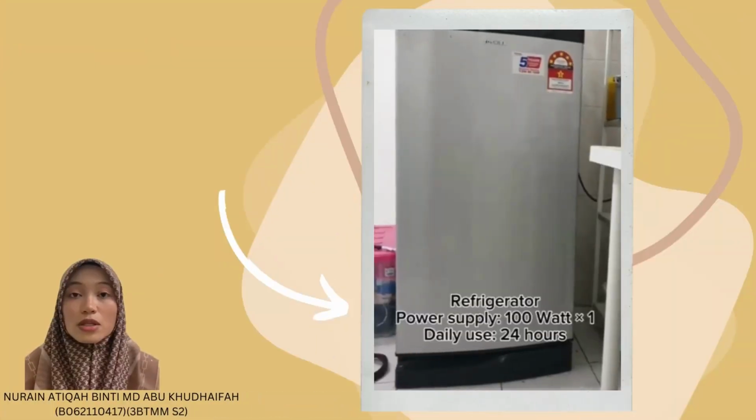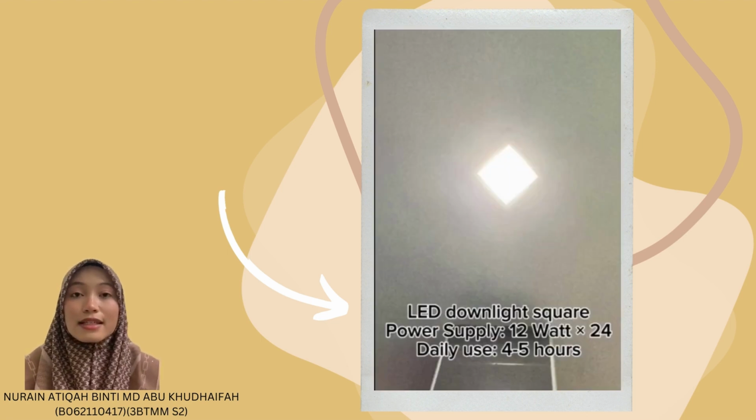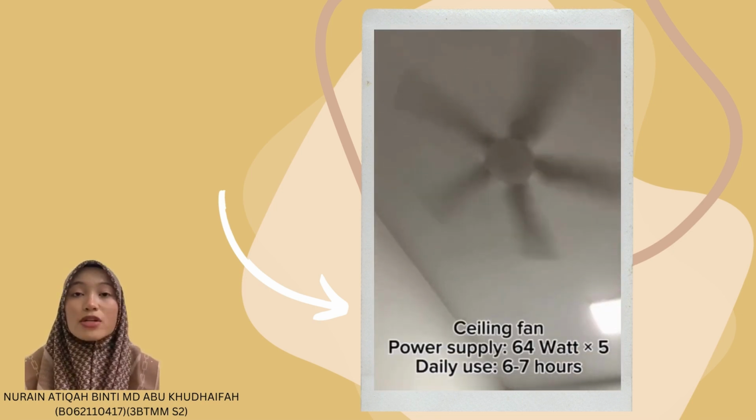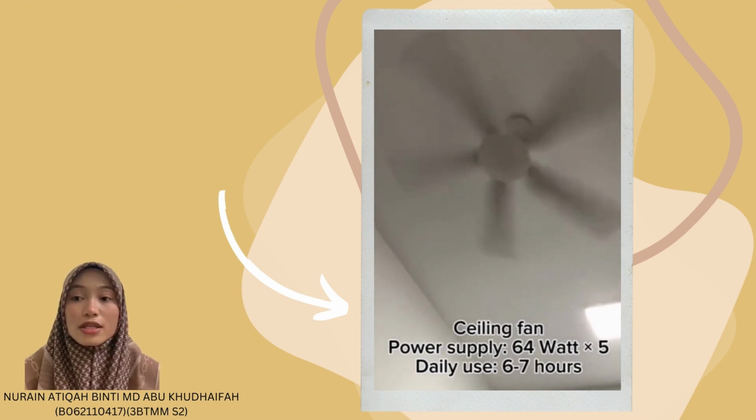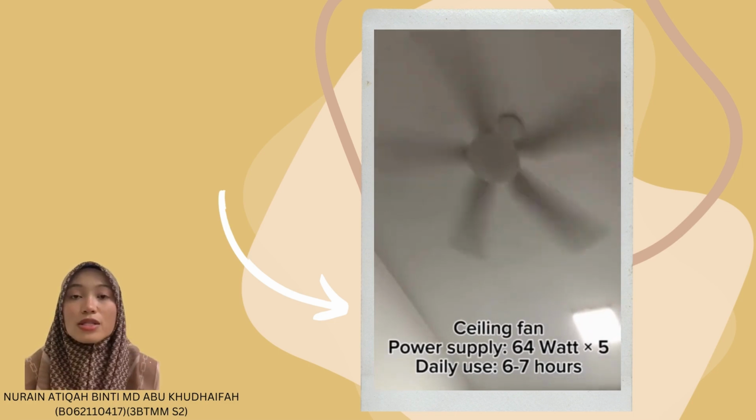For the first equipment, which is refrigerator, power supply of this equipment is 100 watts and daily use in my house for this refrigerator is 24 hours. Second is LED downlight square. Power supply for this LED is 12 watt and there are 24 units in my house. Daily use for this LED is 4 to 5 hours a day. Next is ceiling fan. Power supply for ceiling fan is 64 watts and there are 5 units in my house. Daily use for this ceiling fan is 6 to 7 hours in a day.